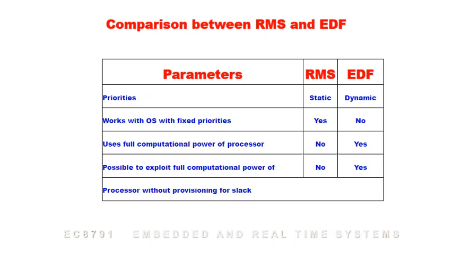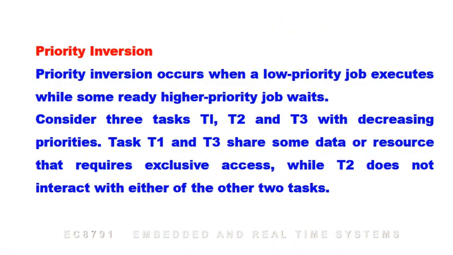Uses full computational power of processor. Static no, dynamic yes. Possible to exploit full computational power of processor without provisioning for slack: RMS no, EDF yes. It's both. Priority inversion. Priority inversion occurs when a low priority job executes while some ready higher priority job waits.